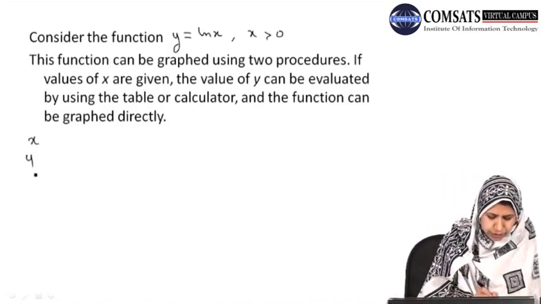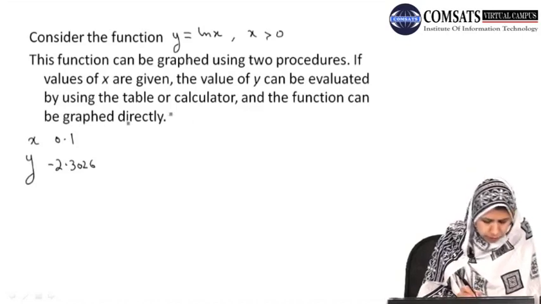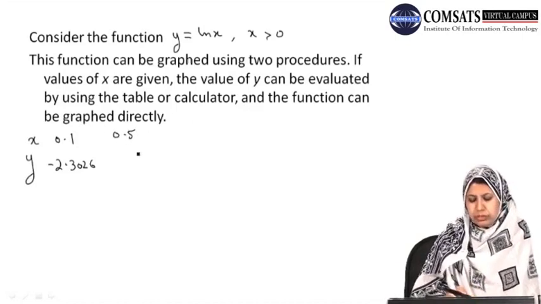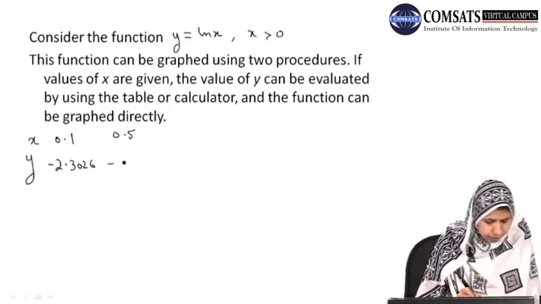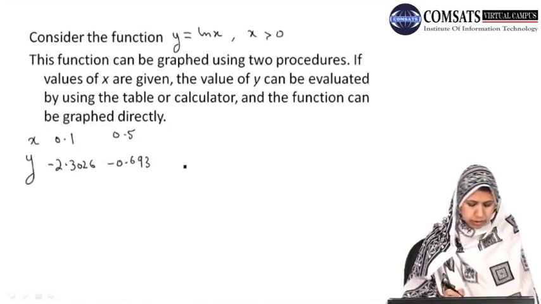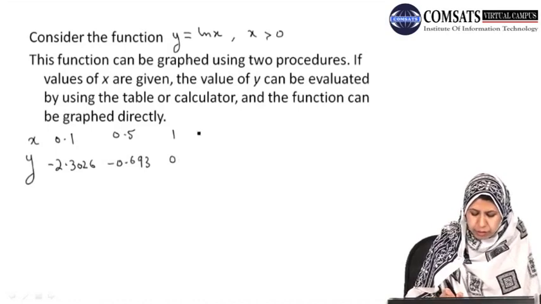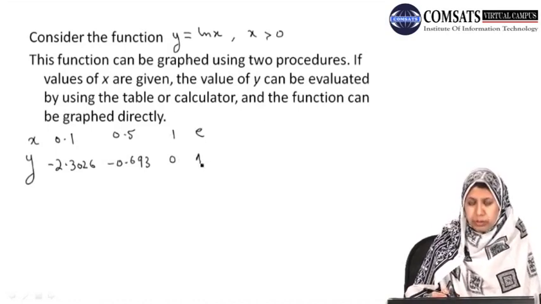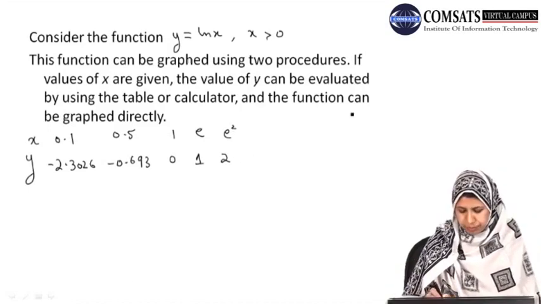Okay, if we have the values of x and y, for example, when x is 0.1, y is negative, minus 2.3026. We can use the calculator to find the value of natural log when x is 0.1. When x is 0.5, again we have a negative value, minus 0.693. Okay, when x is equal to 1, log of 1 is always 0. When x is equal to e, log of e should be equal to 1. If we have e square, we should obtain 2 and so on.